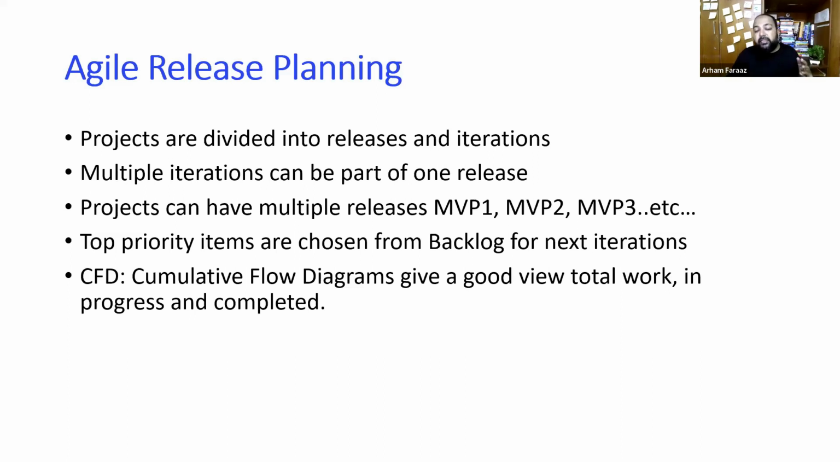Then multiple iterations can be a part of one release. Remember that projects can have multiple releases like MVP1, MVP2, MVP3. Top priority items are chosen from the backlog for the next iterations of the project. There's another way of representing the information. It's called cumulative flow diagrams. They give a good view of total work, what is in progress and what is completed. So CFD is a graph that gives you a view of what is in progress, what is being completed, and what is the total work. Okay, so that's about Agile release planning.